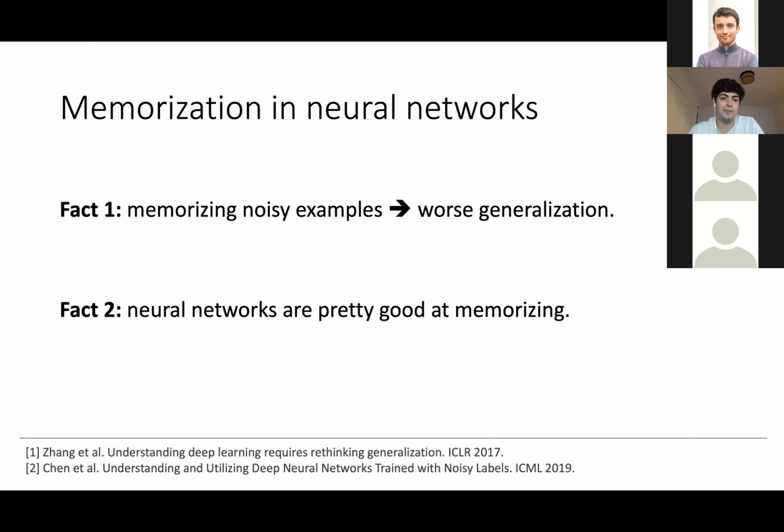Usually when you have noise in the data set, these neural networks will memorize the noise, and that always leads to worse generalization. And another interesting property of neural networks is that they are pretty good at memorizing. At extreme cases, when you have a data set with completely random labels, they will fit all those labels. So these two facts together complicate life when you want to train neural networks on noisy data.